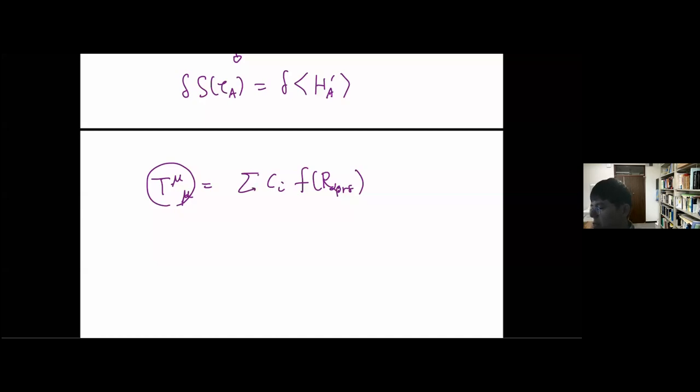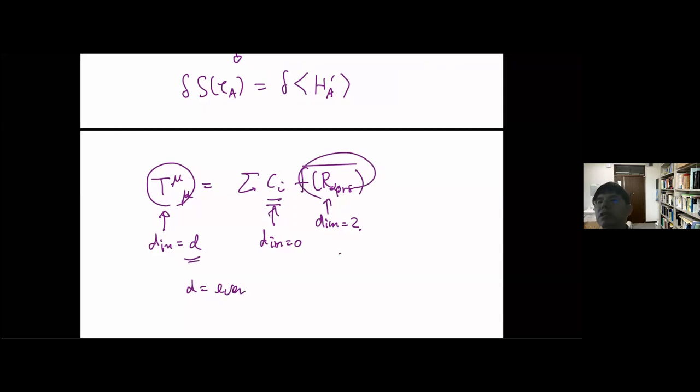All right, but curvature is dimension two, right? And this is dimension D, and this is a conformal field theory, so this should be dimensionless. Central charge, of course, is dimension zero. So only if D is even can you imagine some power of R being balanced with dimension D. So then D should be even. This is one answer to this question.